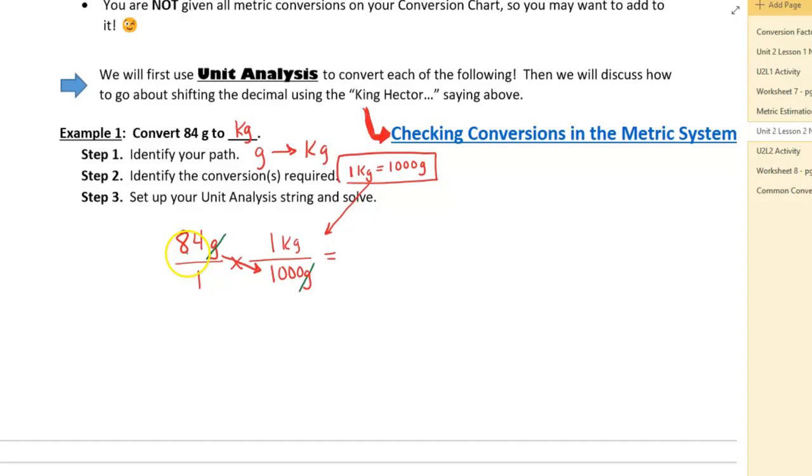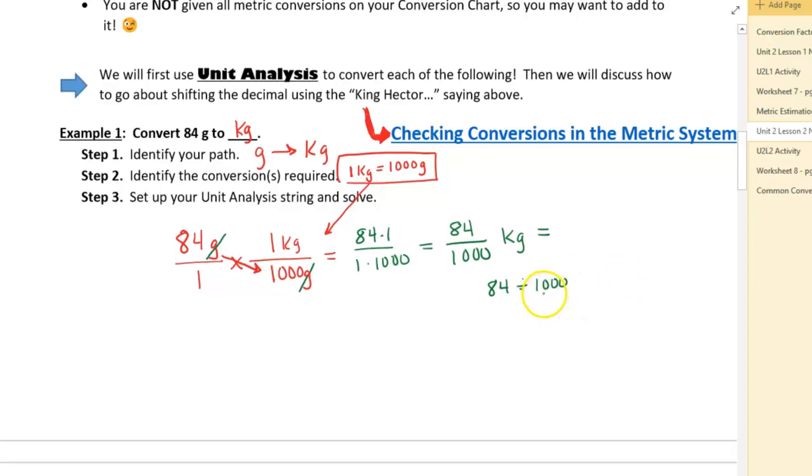So now we do top times top, 84 times 1. Bottom times bottom, 1 times 1,000. And that gives us 84 over 1,000. And we're in kilograms. When you're working in the metric system, you want all of your final measurements to be in decimal form. That's the way we represent our numbers in the metric system. So you can use your calculator to do 84 divided by 1,000.